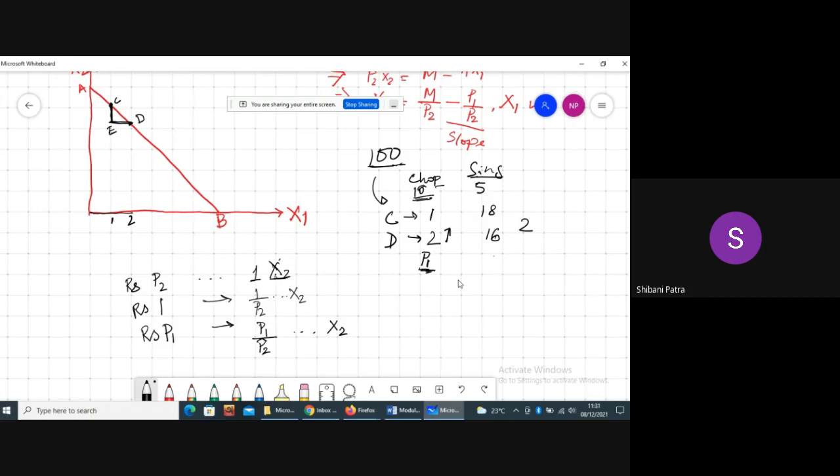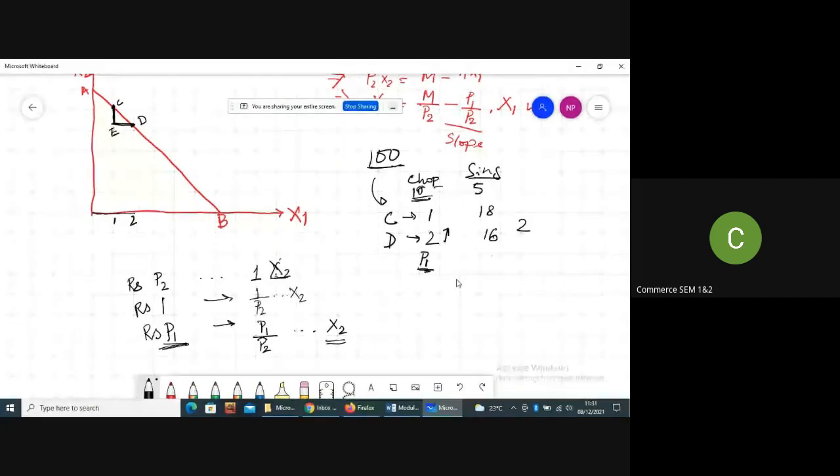Now, if you spend P1 rupees, you will get P1 times 1 by P2 amount of samosa. So P1 by P2 amount of samosa you will get if you spend P1 rupees on samosa.